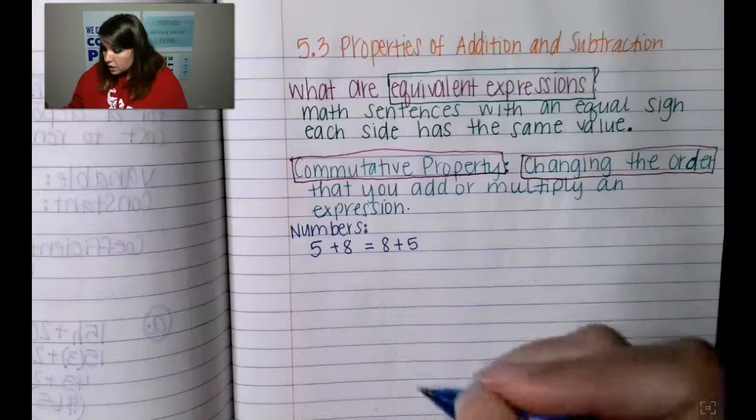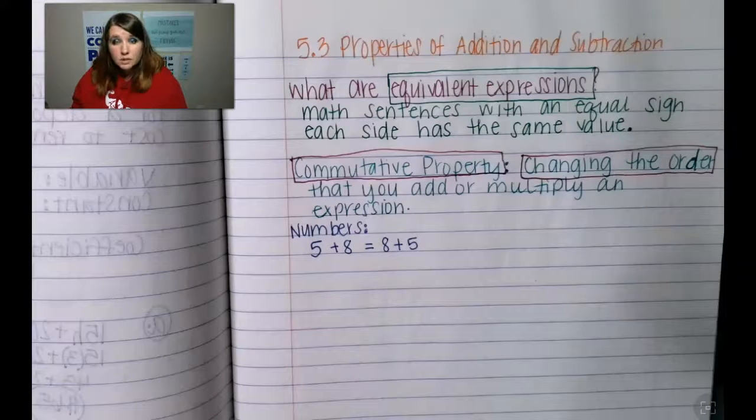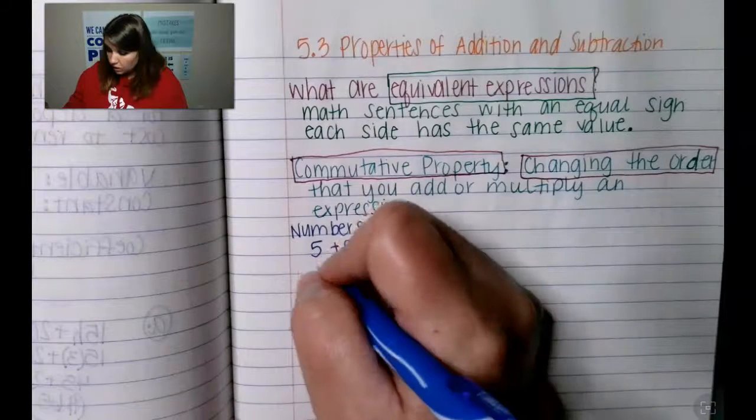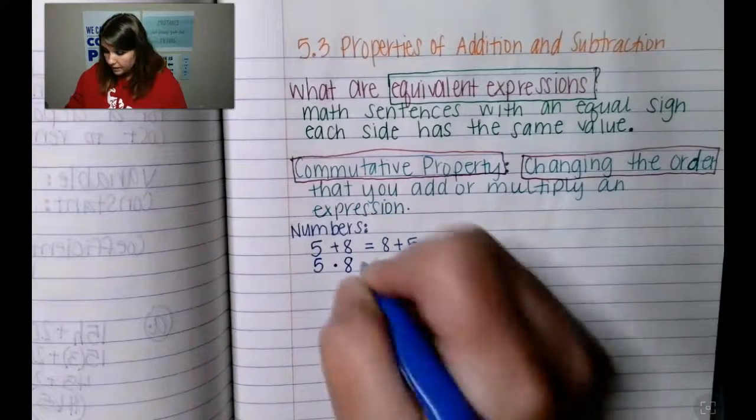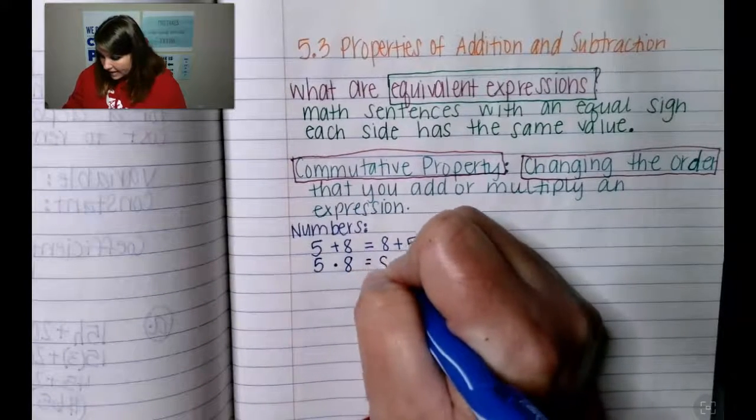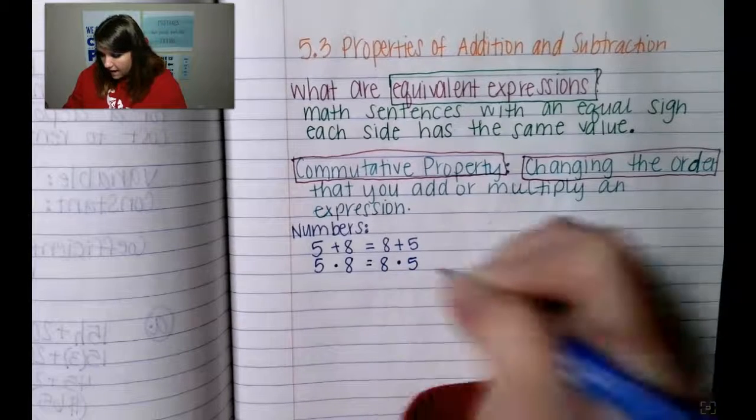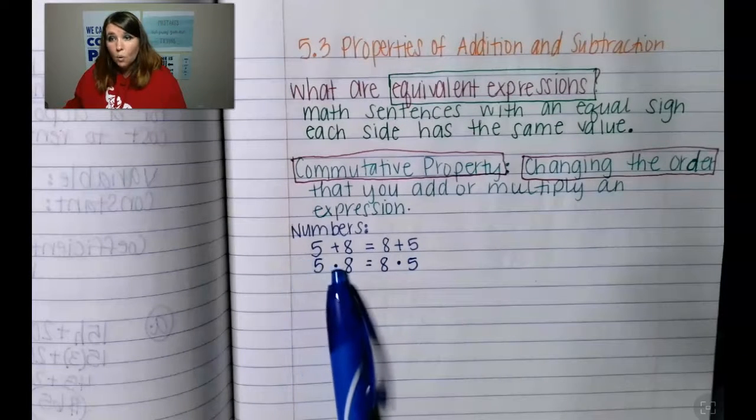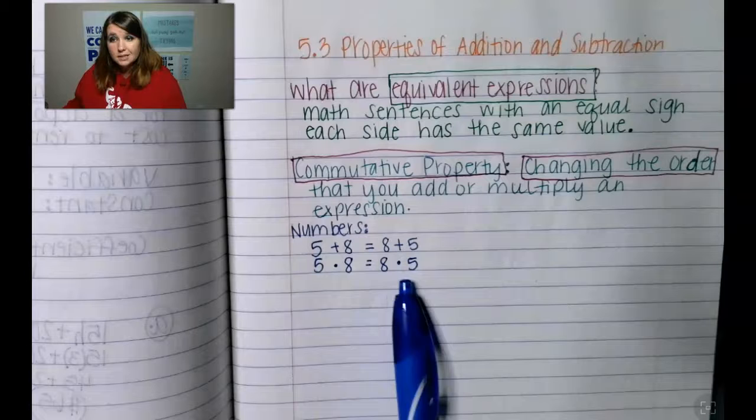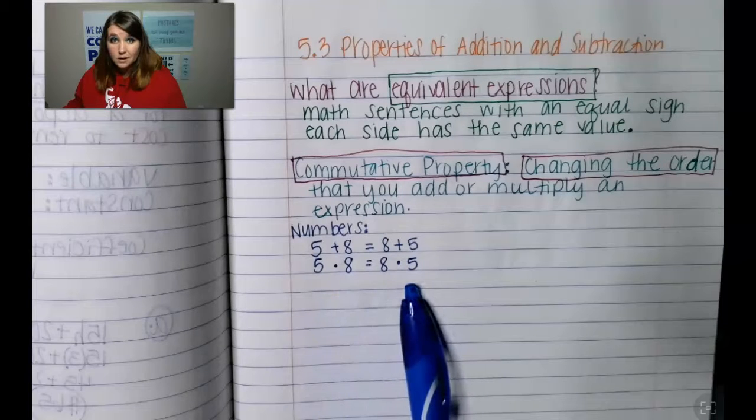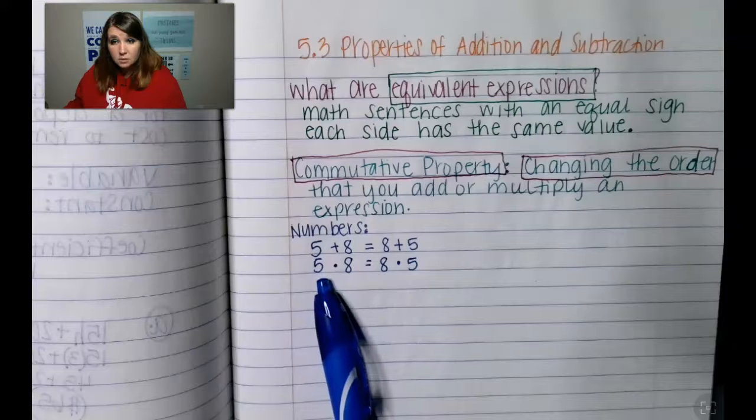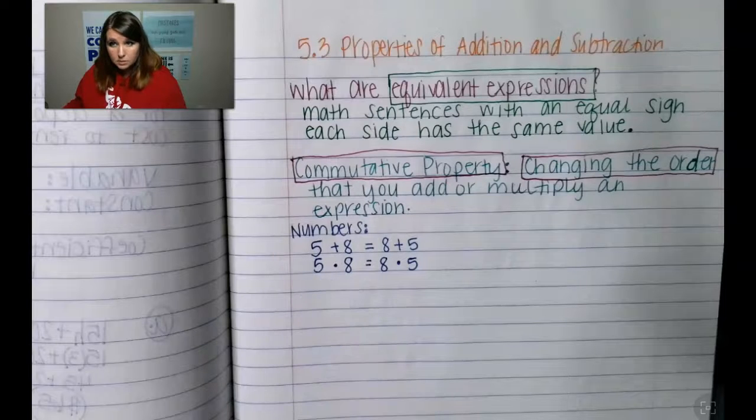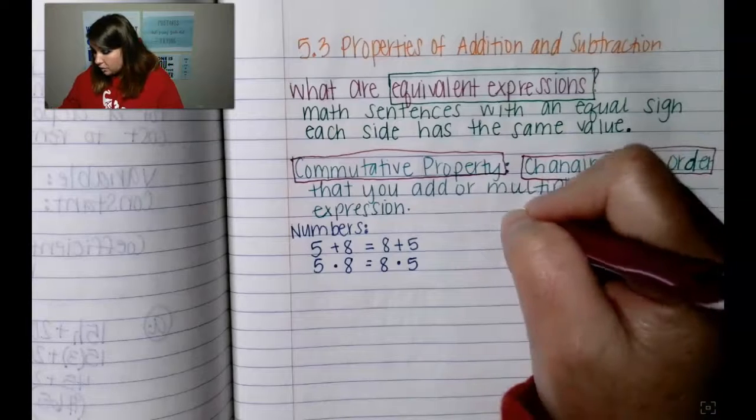If I were to do the commutative property of multiplication with numbers, it would look like this. 5 times 8 is the same as 8 times 5. If you notice, the only thing that's changed is the order in which the numbers are written. So here's the commutative property of addition, and here's the commutative property of multiplication. All right, what if I did this with algebra?